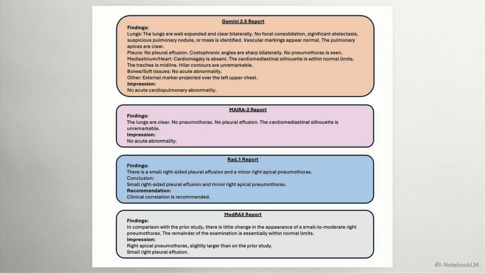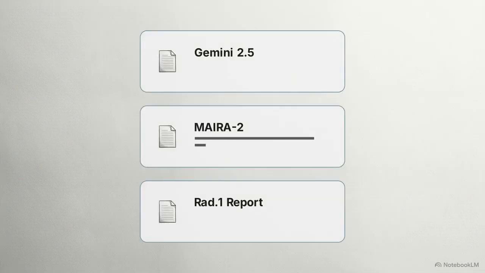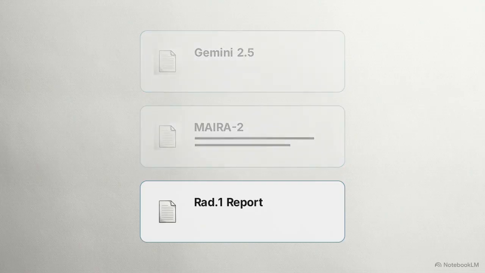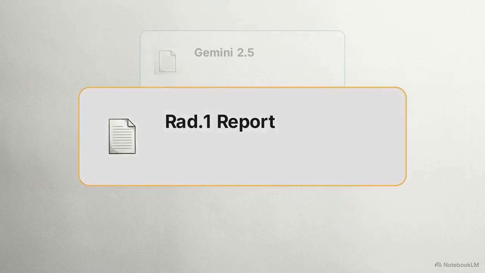The generalist and domain-specific models both failed to detect the pathology. Gemini stated no pneumothorax is seen, and Mera-2 reported the lungs were clear. These models produce confident, structured text that can mask a complete failure to identify a collapsed lung. Now we can look at the output from the agentic model, Rad.1.